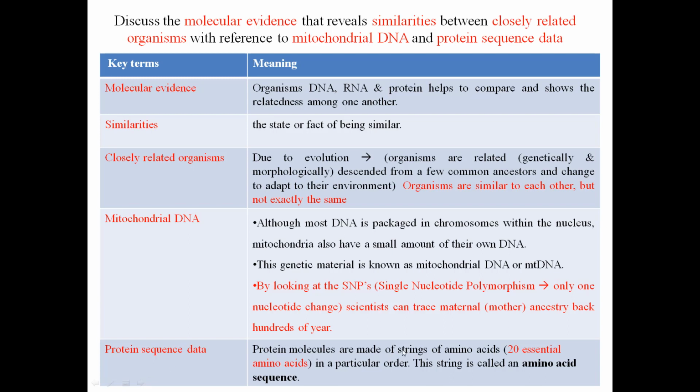What is meant by protein sequence data? Protein molecules are made of strings of amino acids, essentially 20 amino acids in a particular order. This string is called an amino acid sequence.